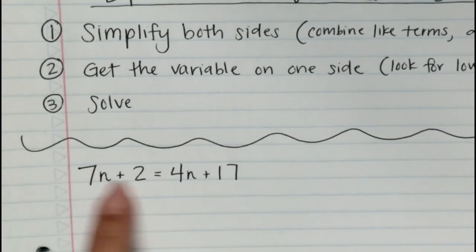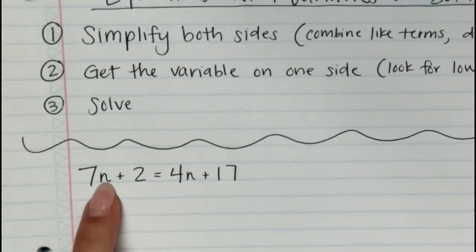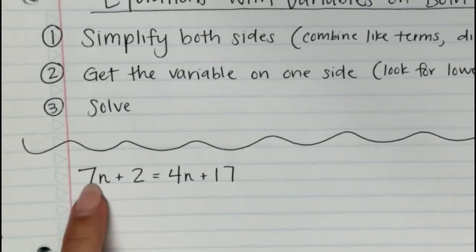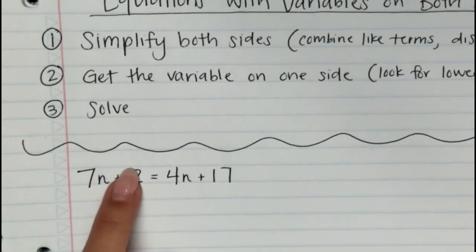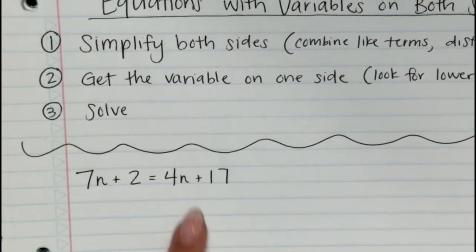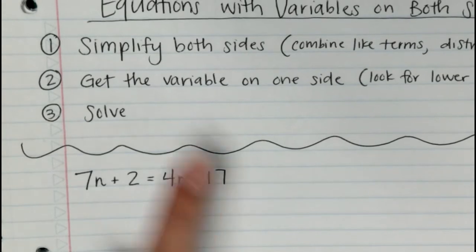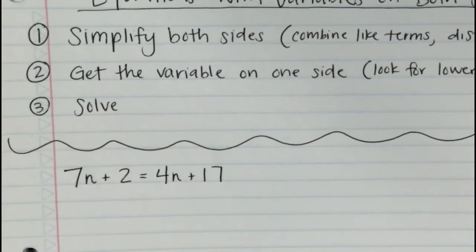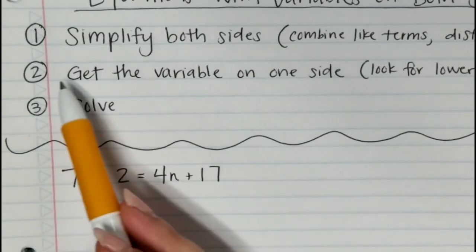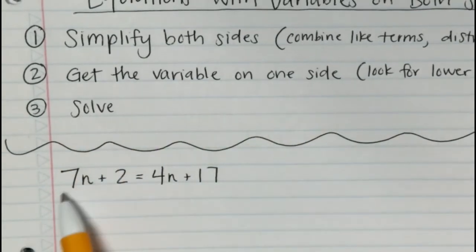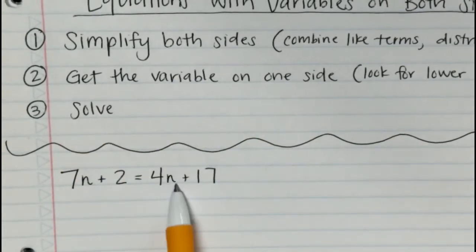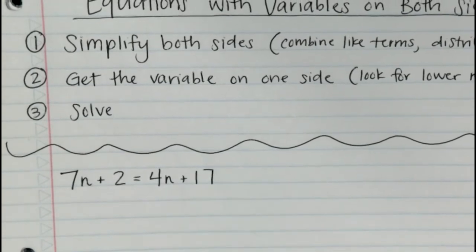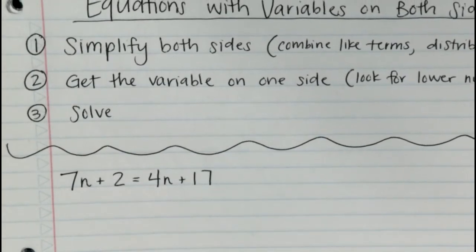So if I look at this side of the equal sign, there are no like terms that I need to combine, and there are no parentheses that I need to distribute on. Same with this side. So step one is taken care of. I don't need to simplify either side anymore. So step two, get the variable on one side. I see that the variable is on the left side of the equal sign and the right side of the equal sign. So how do I get them together?